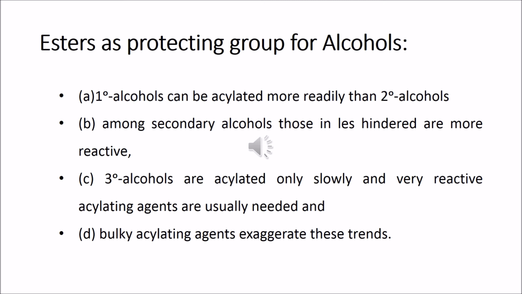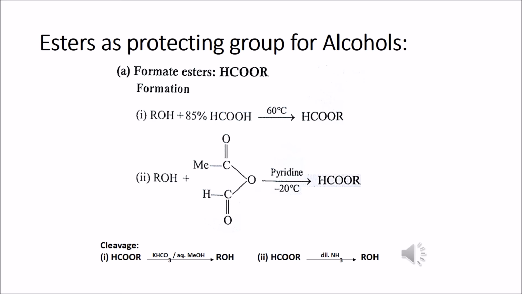Tertiary alcohols are acylated only slowly and very reactive acylating agents are usually needed, and bulky acylating agents exaggerate these trends. These general trends apply also to the acylation of other functional groups.